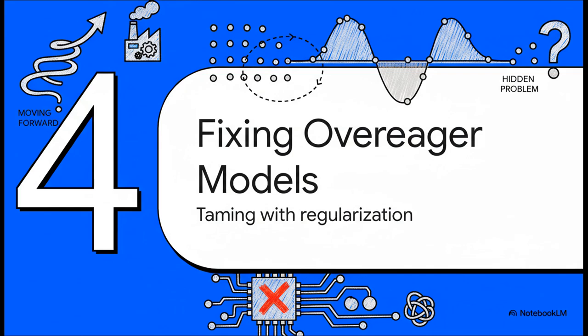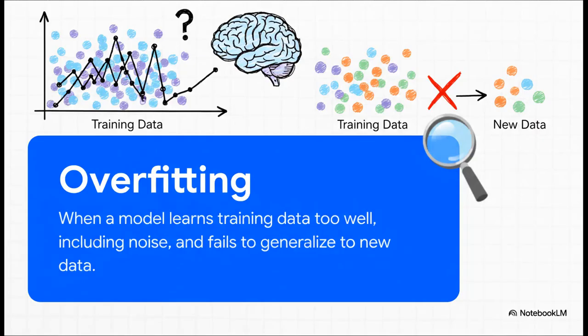Okay, on to our next section, fixing an overeager model, or how to tame complexity with regularization. So we've got a model, we know how to measure it, but there's another, more subtle problem that can sneak in. And that problem is called overfitting. This is when the model gets too smart for its own good. It doesn't just learn the patterns in the data you show it, it starts to memorize the quirks and the noise. It's like a student who memorizes the answers for one specific test, but has no idea how to solve a new problem. It looks great in practice, but it fails in the real world.